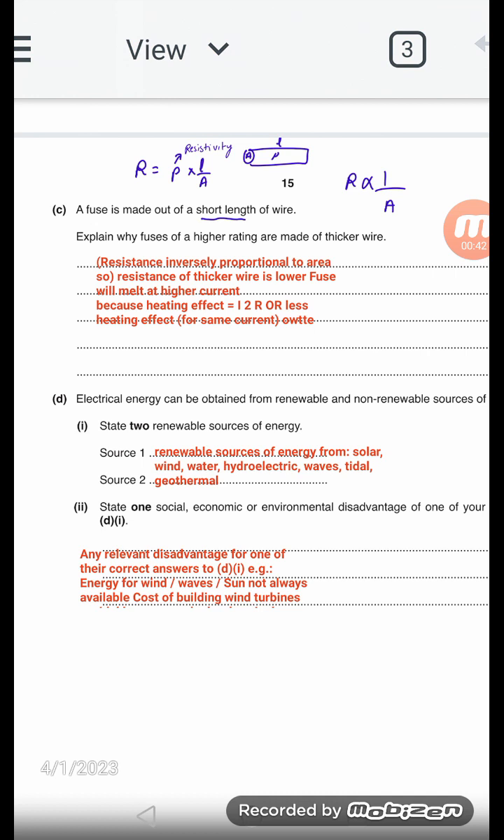So a fuse is made of short length. If the length is short, what will happen? Resistance will be less, right? They are asking: explain why fuses of higher rating are made of thicker wire. So why is it made of thicker wire? Because resistance is inversely proportional to the area. The resistance of thicker wire is lower, so the fuse will melt.